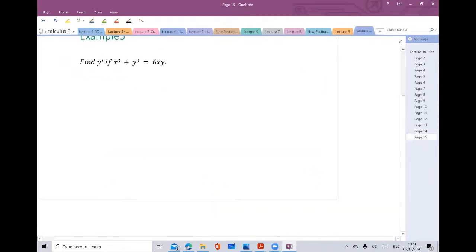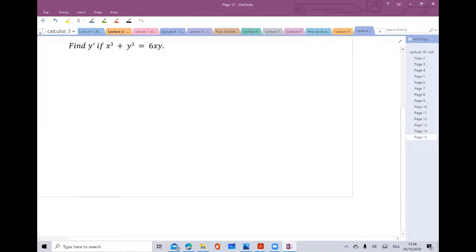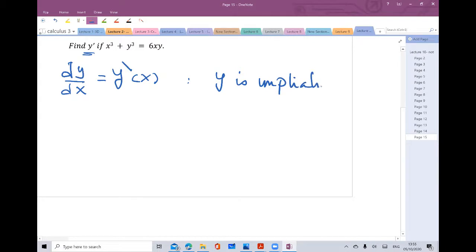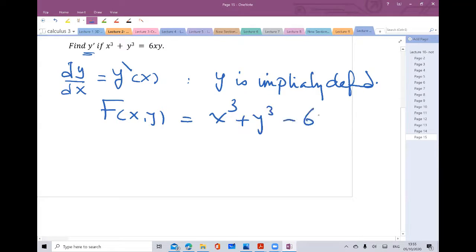Last example, this is a simple one. x cubed plus y cubed equals 6xy, and I want y prime. Why y prime? Because y is a function of x only. So it's clear that y is implicitly defined in this function. So my function F of x and y is x cubed plus y cubed minus 6xy equals 0. I prepared my function.